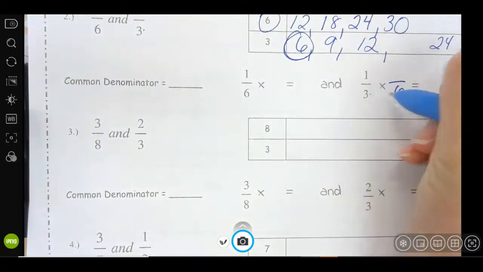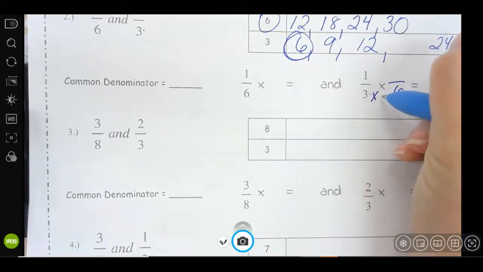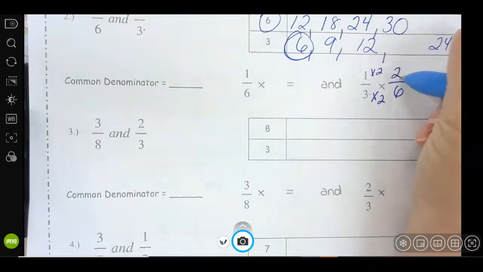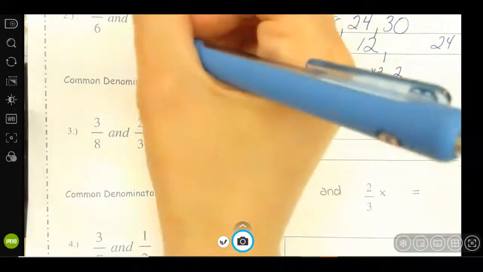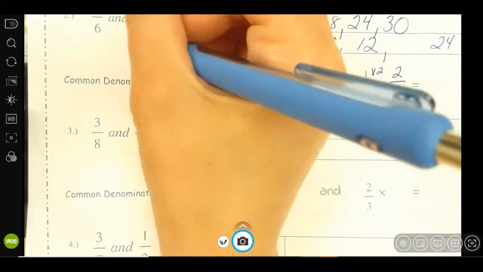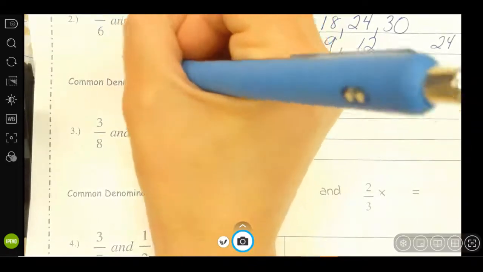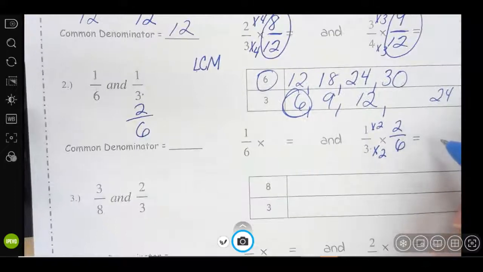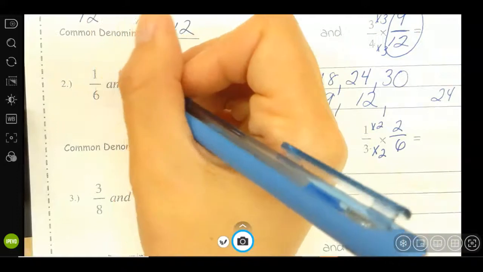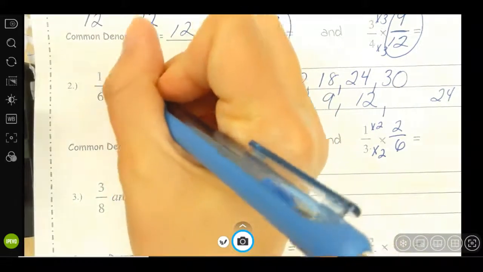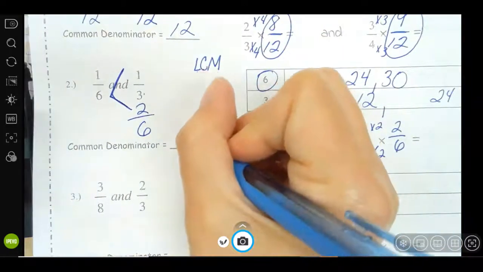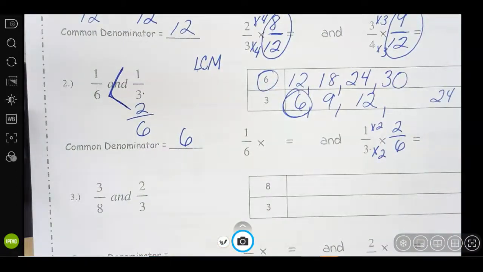How do we go from 3 to 6? Multiply by 2, good. 1 times 2 is 2. So 1/3 has an equal fraction of 2/6. So what fraction is greater? 1/6 or 2/6? 2/6. So we would say that 1/6 is less than 2/6, or 1/3. And they have a common denominator of 6. Okay?